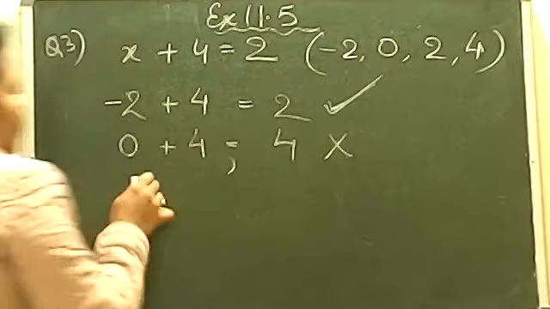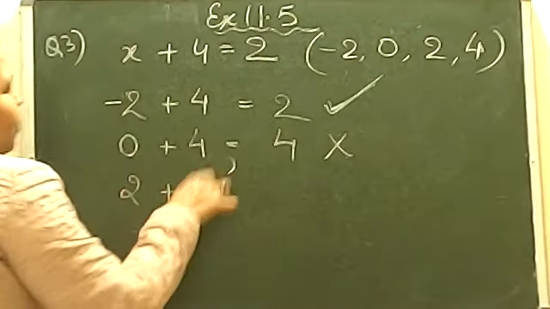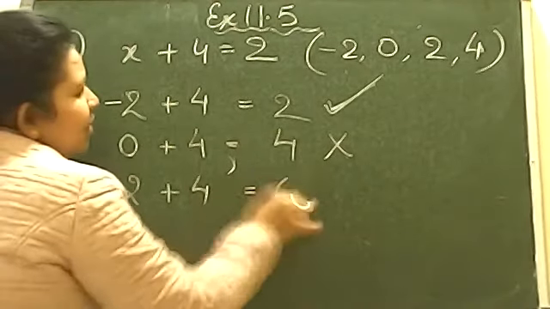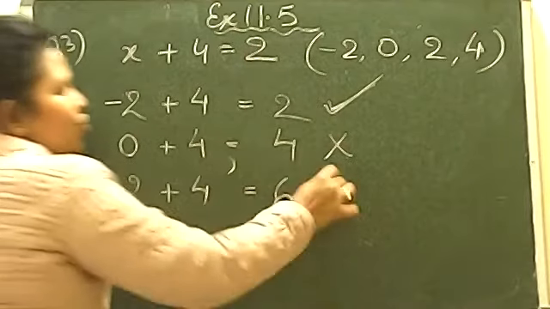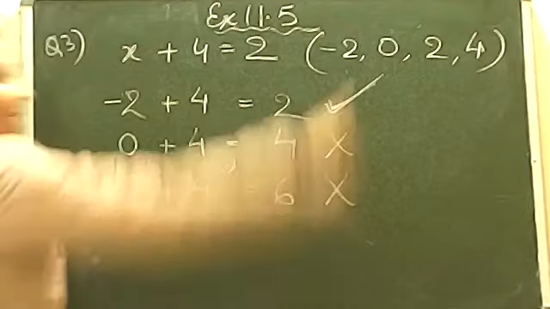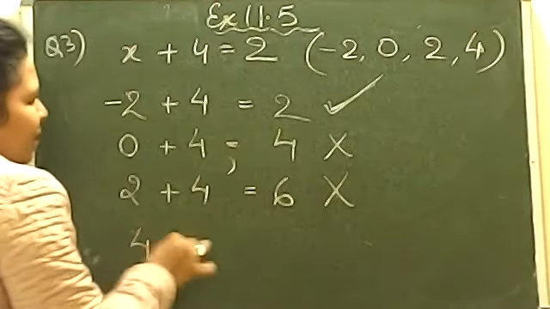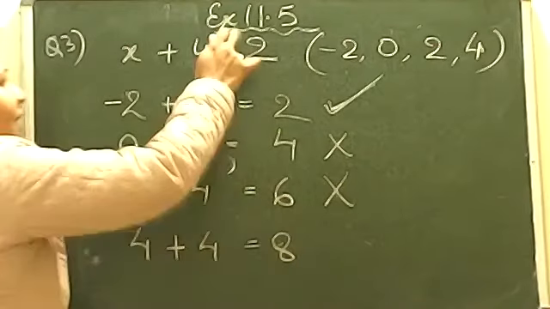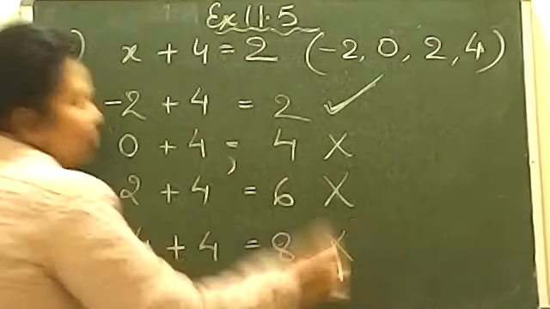Third option, 2. 2 plus 4 added will give you 6. But we wanted 2, so this is also wrong. Now move on to the last option, that is 4. So 4 plus 4 will give you the answer 8. But again, we wanted 2. So this is also wrong.